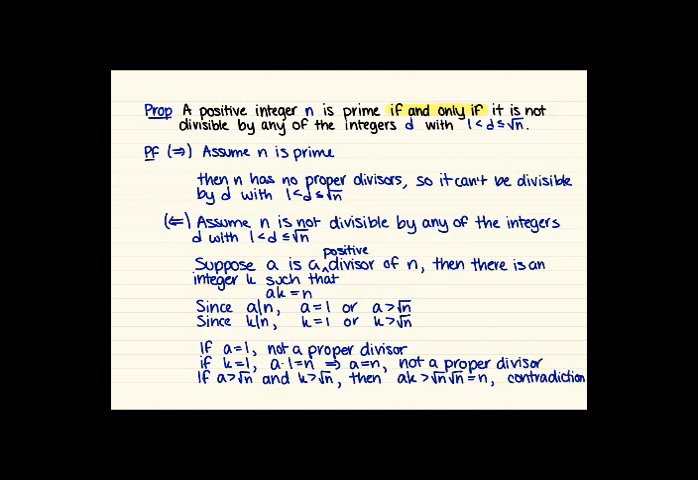So since this case led to a contradiction, this isn't possible, and these first two are the only possible cases. So that means that a can't be a proper divisor, since in both of the only two cases that it worked, a was not a proper divisor. So since we started with any divisor for n, n has no proper divisors, and n is prime.